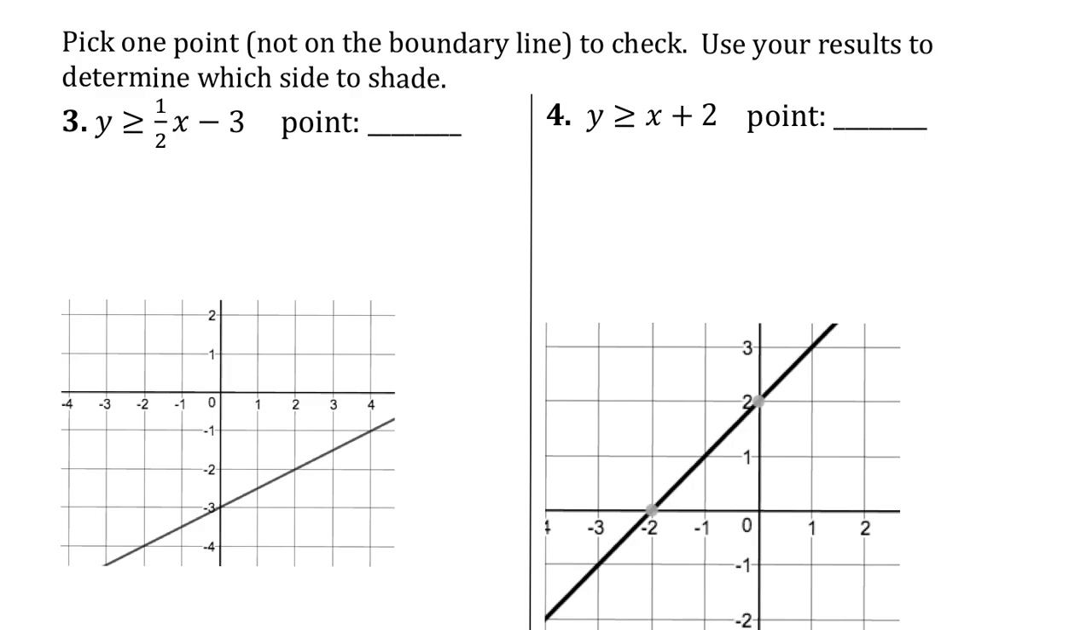On this side, the boundary line is still graphed for me. This is y is greater than or equal to 1/2 x minus 3. This is the line graphed already. We're going to pick 1 point that's not on the boundary line to check, and then we're going to decide which side to shade based on that. You can pick any point on the graph except for the points actually on the line. So I can pick this, this, this. You can pick anything you want as long as it's not touching the line.